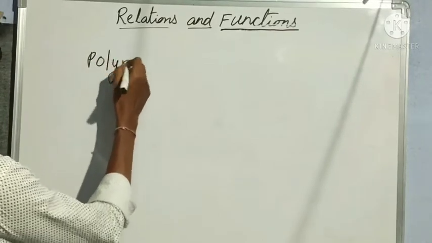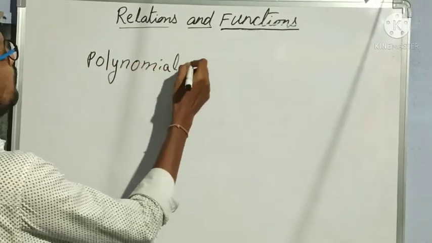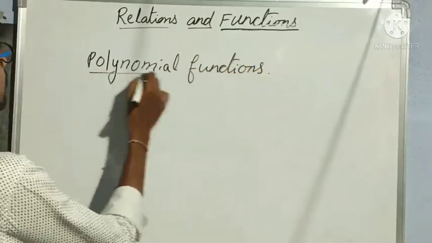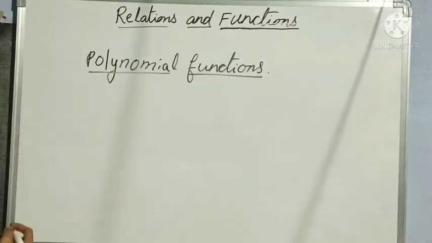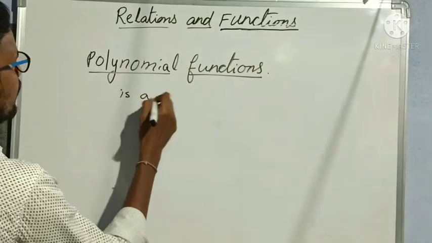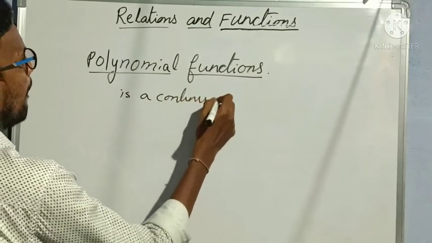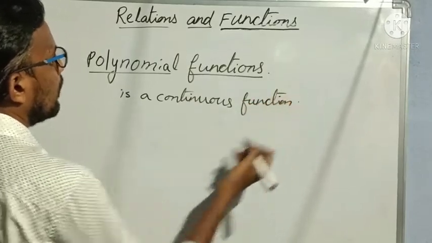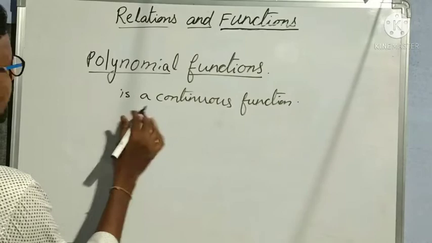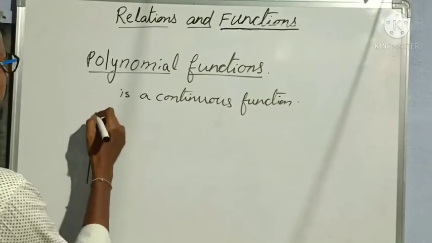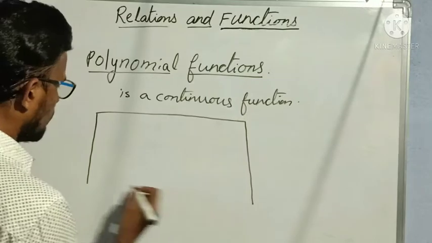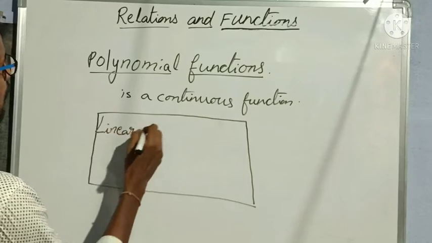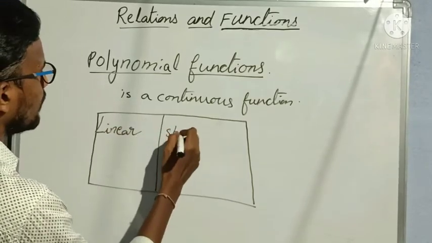In our video, let us learn about polynomial functions. A polynomial function is a continuous function, whatever polynomial you take. Generally only three types of polynomials are used. First one is linear polynomial. The graph of a linear polynomial is always a straight line.